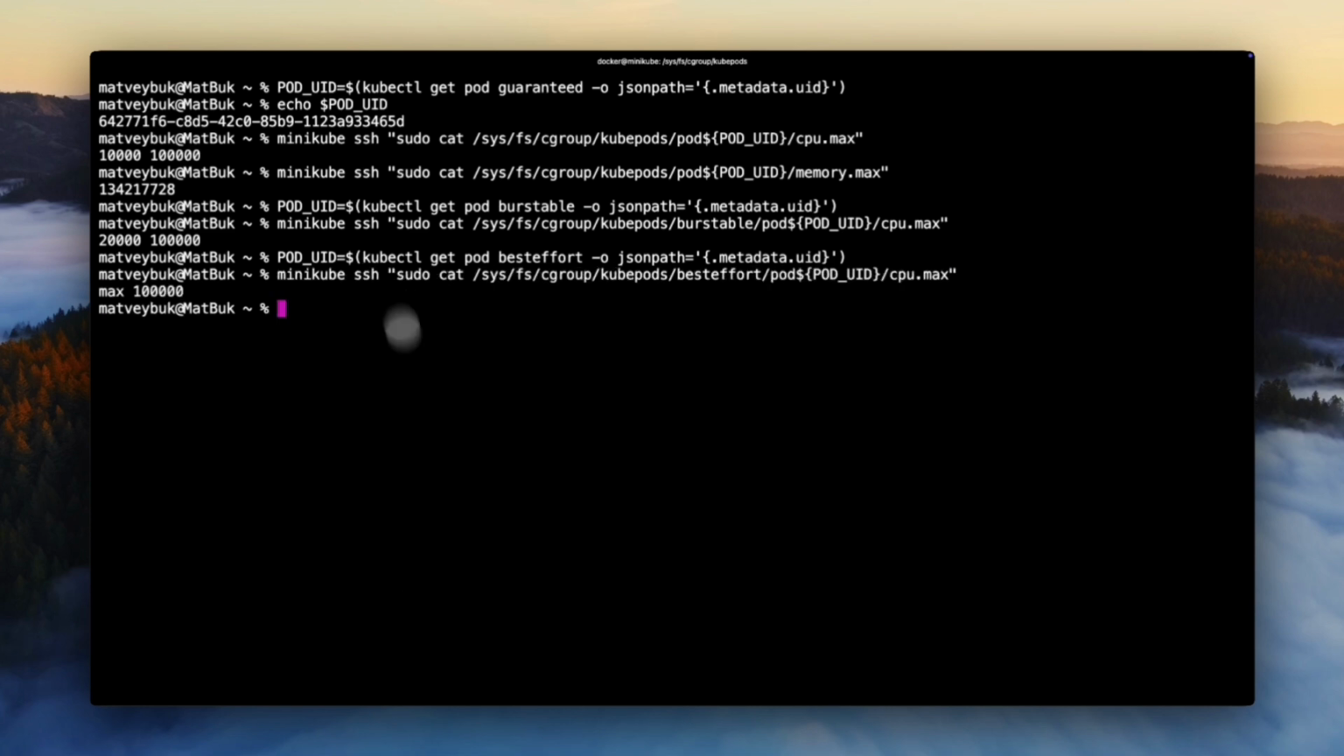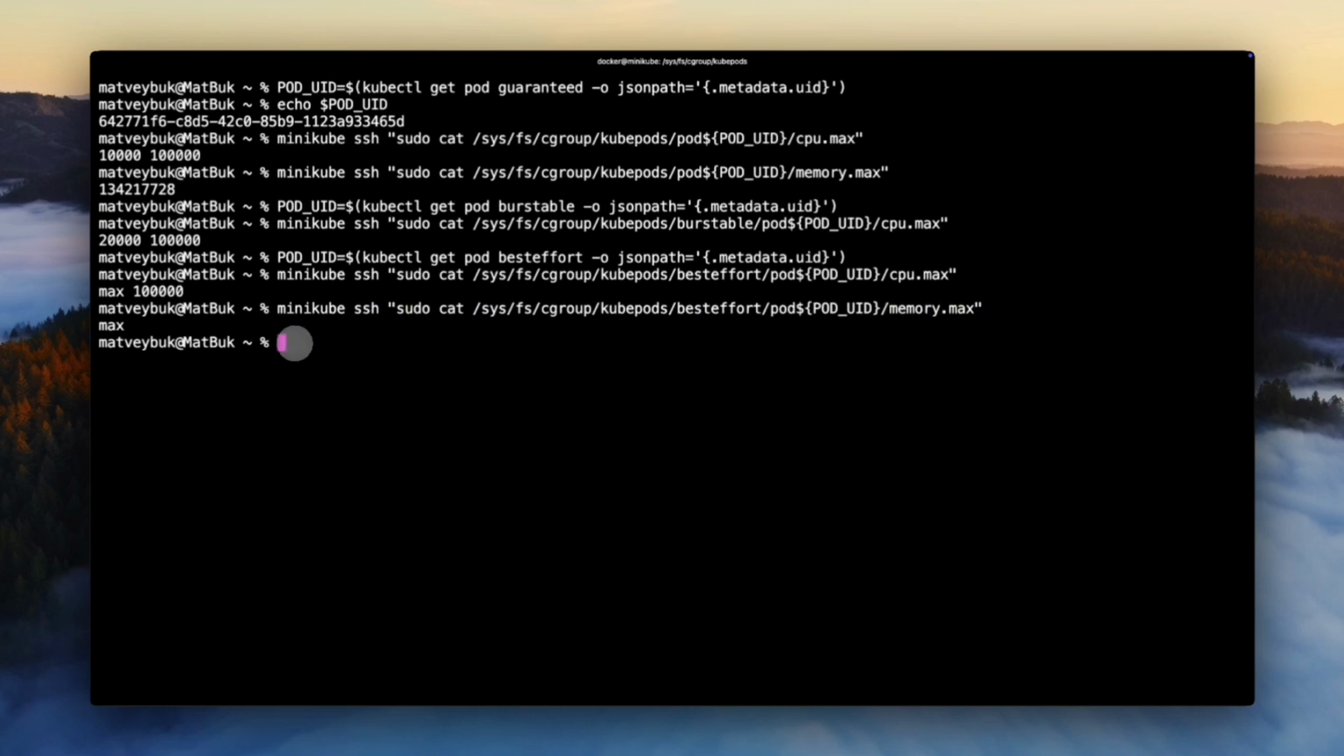And it should show max. That means no limit. Max means no limit, the pod can use all available CPU and memory. No CPU quota, it can use 100% of available CPU. No memory limit, it can grow until node memory is full, and it gets killed first under pressure. To check OOM scores, we need to find process PIDs.